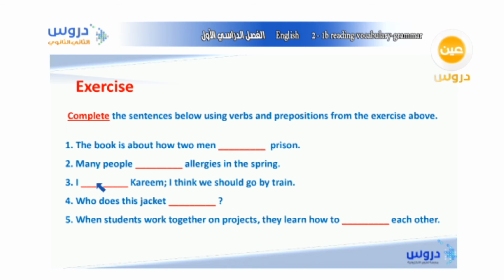So you can say, I agree or I don't agree with Kareem. Agree is a verb, with is a preposition, and they come together. So, I agree with Kareem, I think we should go by train.